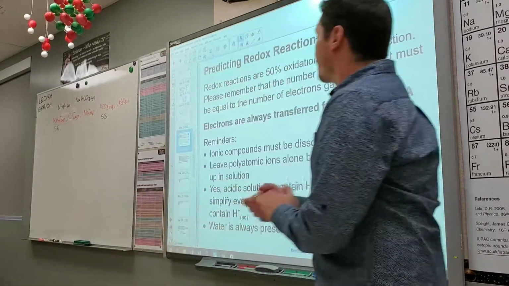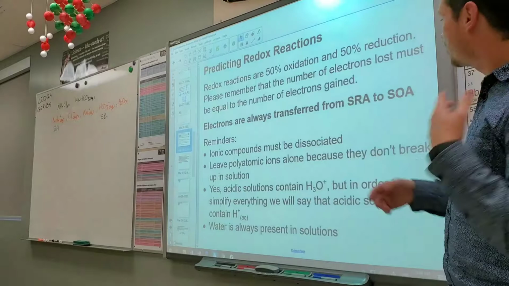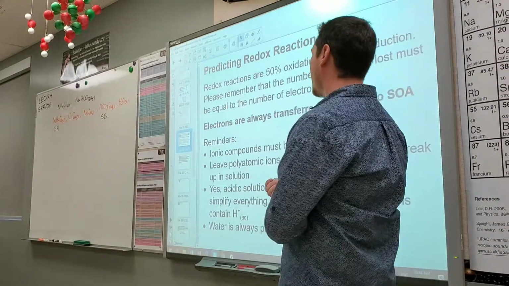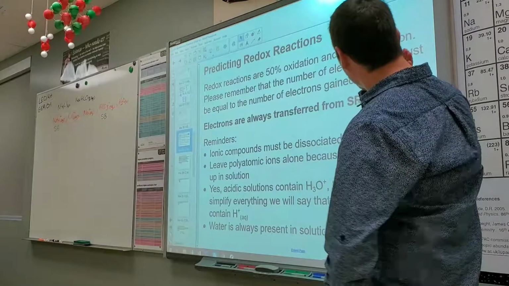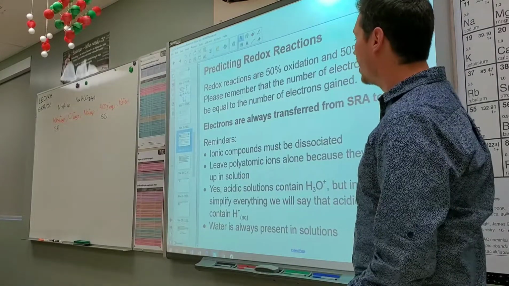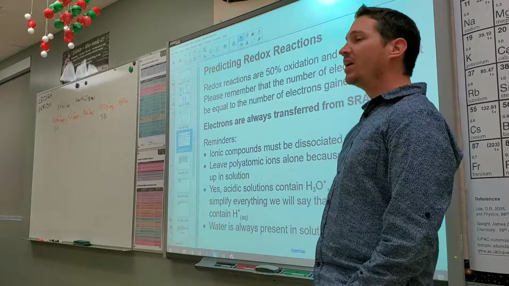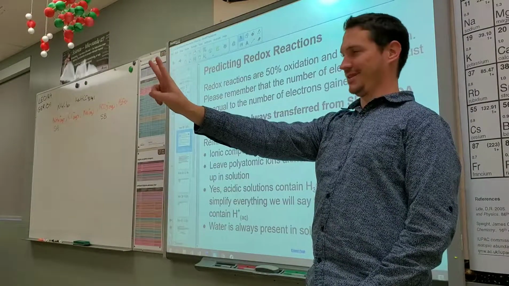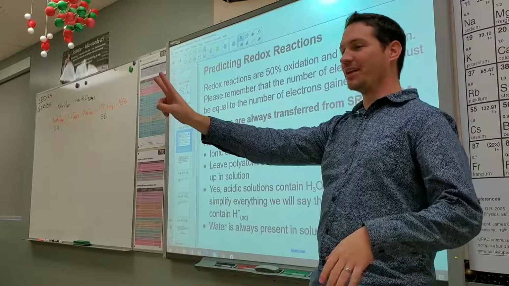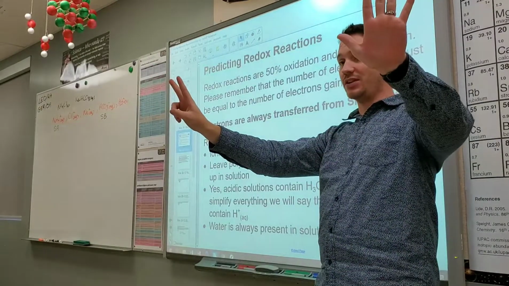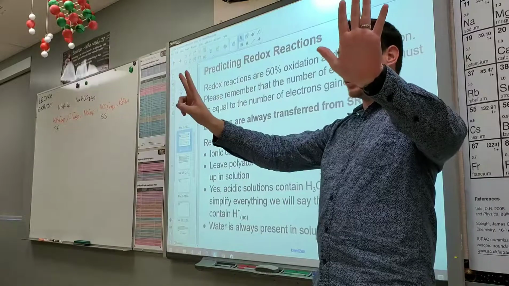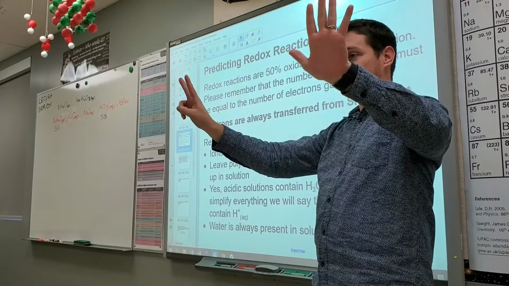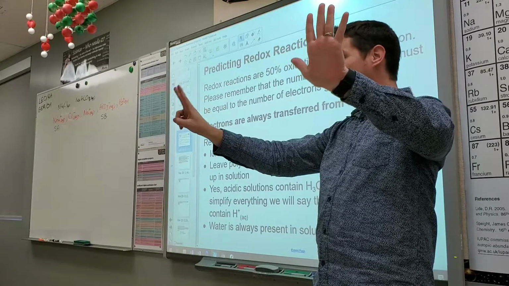Perfect. Redox reactions are 50% oxidation and 50% reduction, so we need an oxidizing half reaction and a reducing half reaction. Please remember that the number of electrons lost must equal the number of electrons gained. If something loses 2 electrons and something else gains 5 electrons, can this thing lose the same number as this thing gains? Not the way it is right now, right?